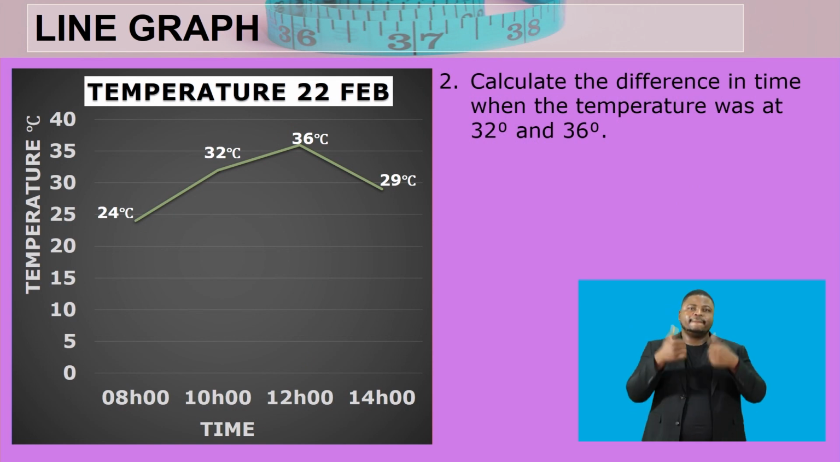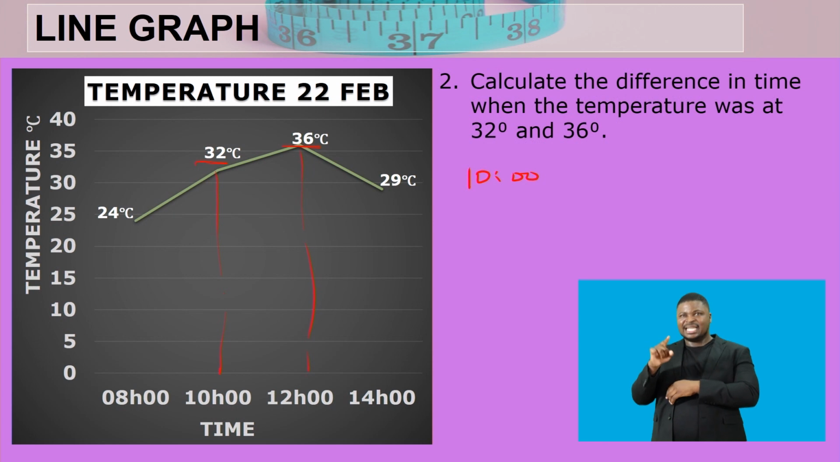Then we go to question 2. Calculate the difference in time when the temperature was at 32 degrees and at 36 degrees. So there is the time at 32 degrees and the time at 36 degrees. So we have to check at what time was it at 32? It was at 10 o'clock. And then what time was it at 36? It was at 12 o'clock.